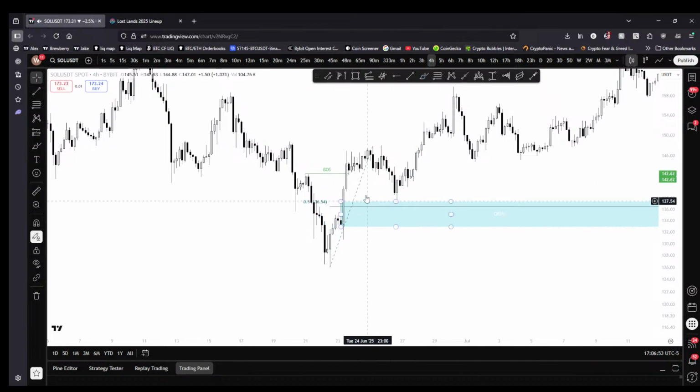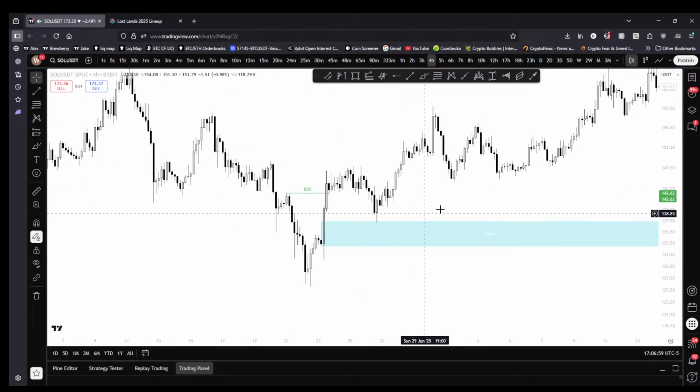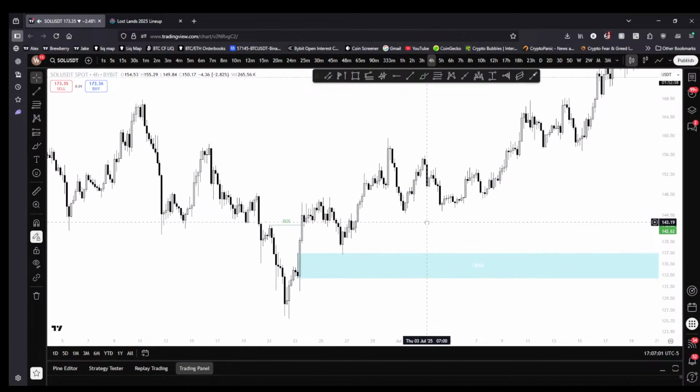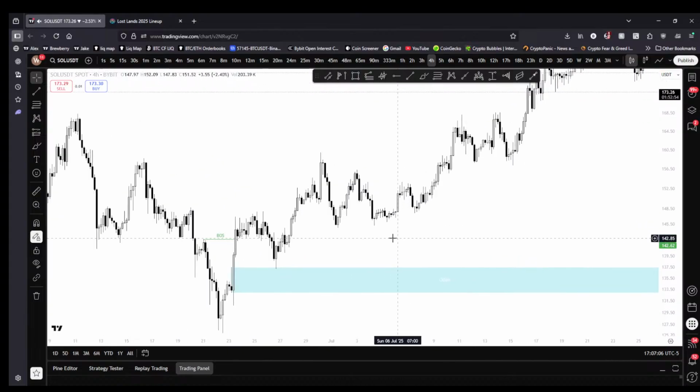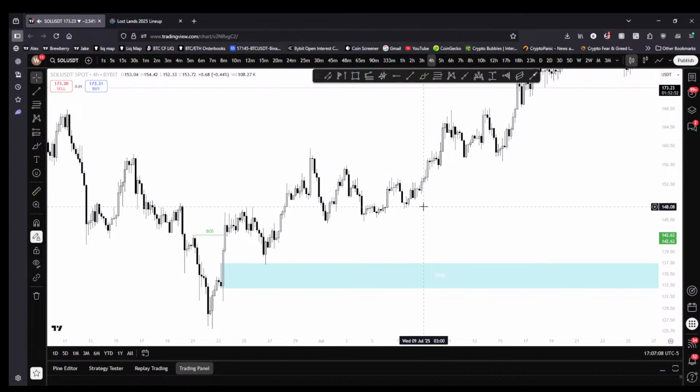So generally you want to focus on order blocks that are in the premium or discount of the range, depending on whether you're going long or short. Let's find some more examples here, right?